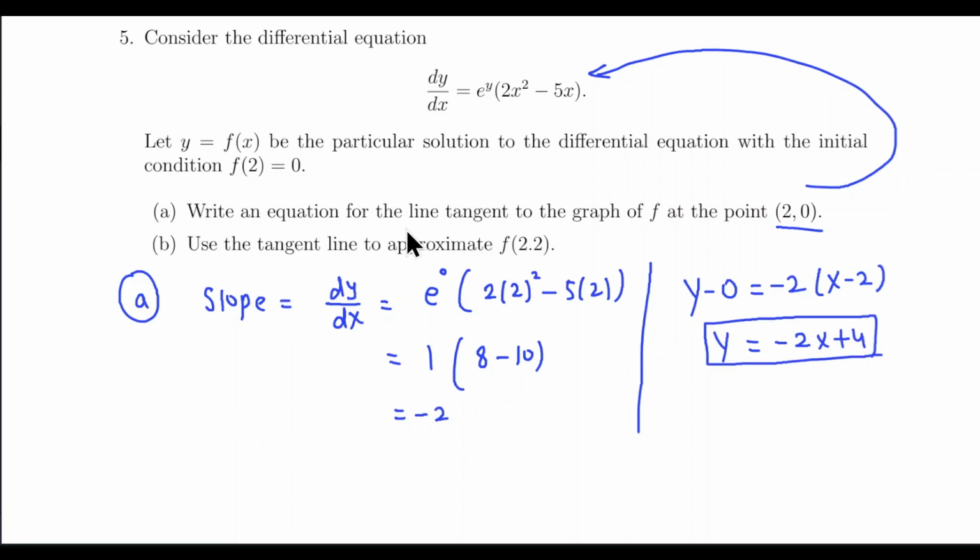Then they're asking to use the tangent line to approximate f(2.2). So all you have to do is plug in 2.2 over here, because tangent line approximation is used to approximate the value of any point that is closer to this point. Practically it makes sense only when you're picking a point that is closer to this one. So if I put 2.2 over here, my answer will be negative 2 times 2.2 plus 4, which is negative 4.4 plus 4, which is negative 0.4. That should be the approximation.